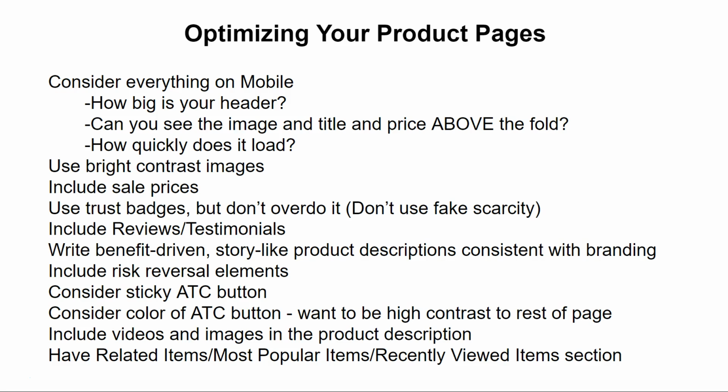Use bright, contrasting images. Include sale prices, and highlight them in a different color if you can. Use trust badges, but don't overdo it. Don't use fake scarcity. Definitely include reviews and testimonials. Write benefit-driven, story-like product descriptions. Include risk reversal elements like guarantees, reasons to buy from us, and trust badges.